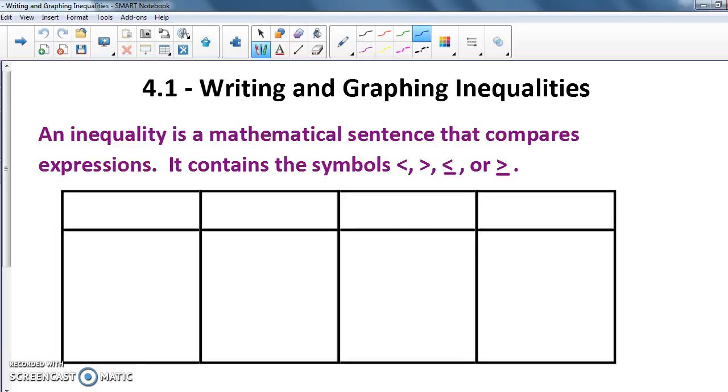So what I want you to do is go ahead and copy this down. So you're copying down the pink here, and you're copying down the symbols that it contains. Okay, and while you're doing that, I'm just going to start filling this in a bit. Okay, and if you need to pause the video to write anything down, feel free to do that, and then you can restart it.